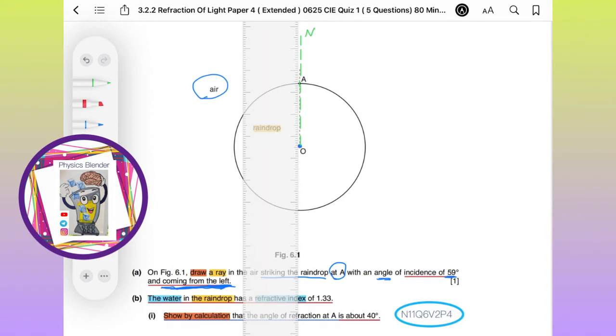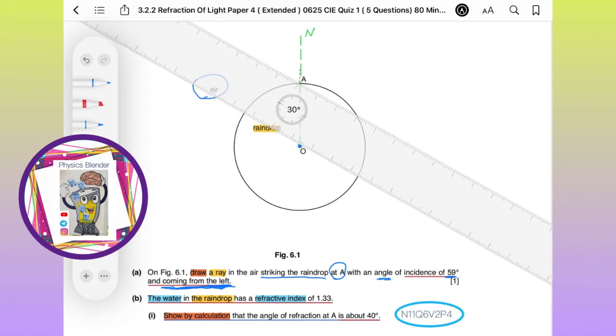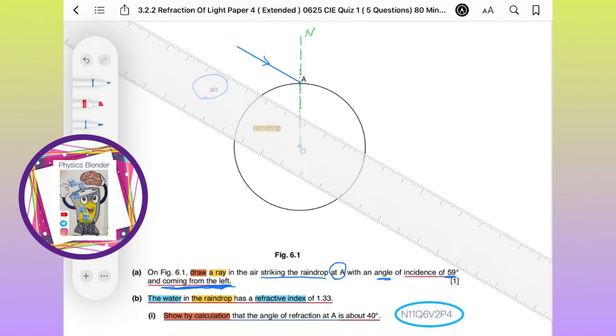Okay, so number 1, you have to draw the incident light ray at an angle approximately, no need for a protractor, approximately equal to 59. So this is the angle of incidence 59.